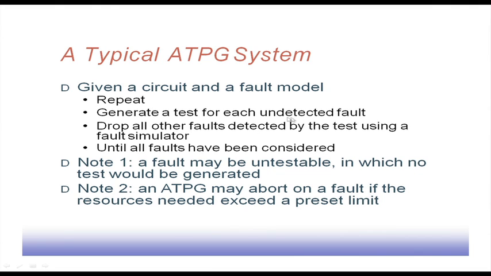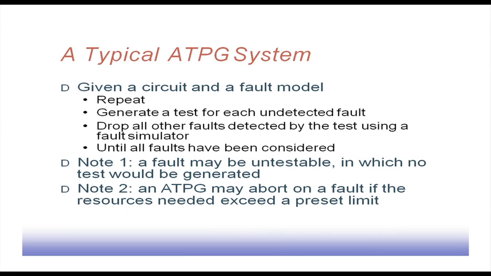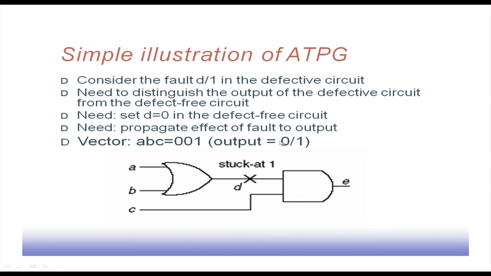Generate a test for each undetected fault and drop all other faults detected by the test using a fault simulator. There are a number of faults, so we pick one of them and target it for test generation. The corresponding test pattern will detect not only this particular fault, but maybe some more faults as well. When that happens, all those faults can be dropped from the set, because those faults are also detected by that pattern. For example, in this case you see that the output E changes from 0 to 1.